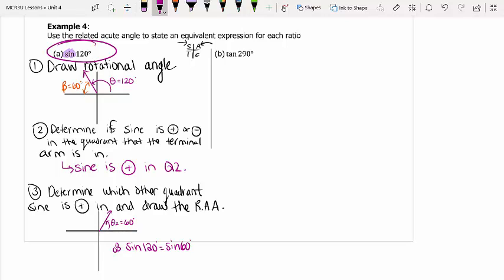You can check your answer using a calculator. Type in sine of 120, it's going to be the same as sine of 60. Okay, that might be a little tricky for some of you still, so let's try another example.